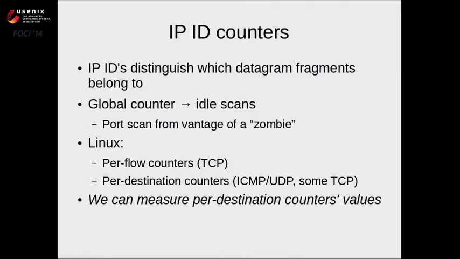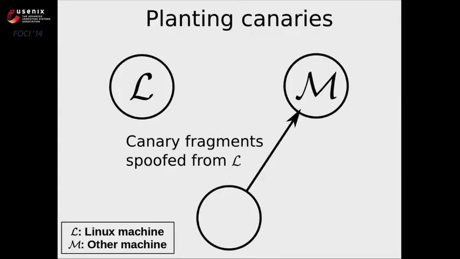Linux took the following route. They use per flow counters for flow-based connections like TCP. So when you have a connection with someone, this connection has its own counter that's incremented, and these values are assigned to each packet. But it also has per destination counters. These are used for ICMP, UDP, and TCP packets that don't really belong to a flow. Well, our trick here is that we can actually measure these per destination counter values. And we'll see why that's a neat trick in just a little bit.